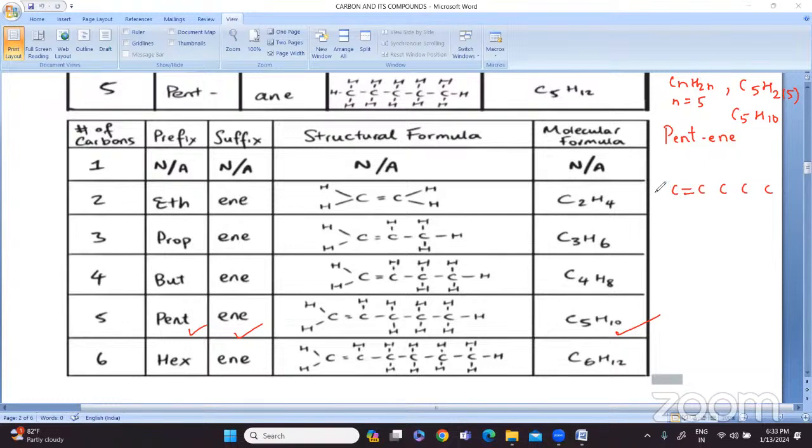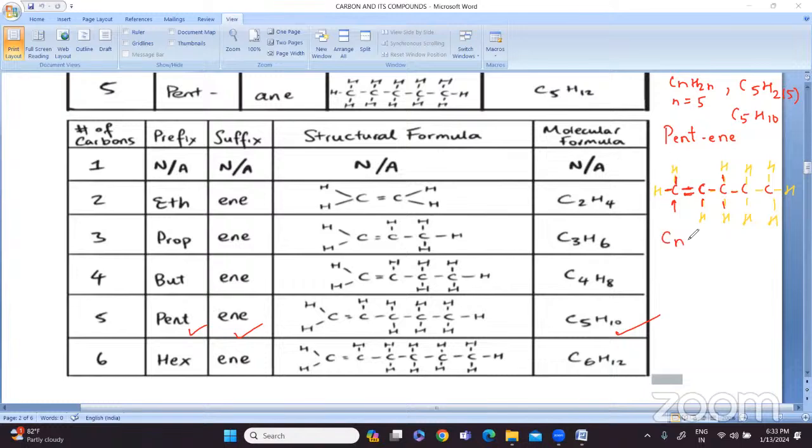Now we'll arrange the hydrogen: 1, 2, then 3. See, carbon atoms will have only 4 bonds, so you have to see the valency also. You cannot write anything at random. Carbon can have only 4 bonds. If you check this particular carbon, just see 1, 2, 3, and 4. Again this carbon has 1, 2, 3, and 4, and again this carbon 1, 2, 3, and 4. Each carbon atom is bonded by 4 bonds only. You cannot write more than 4. So this is about pentene.